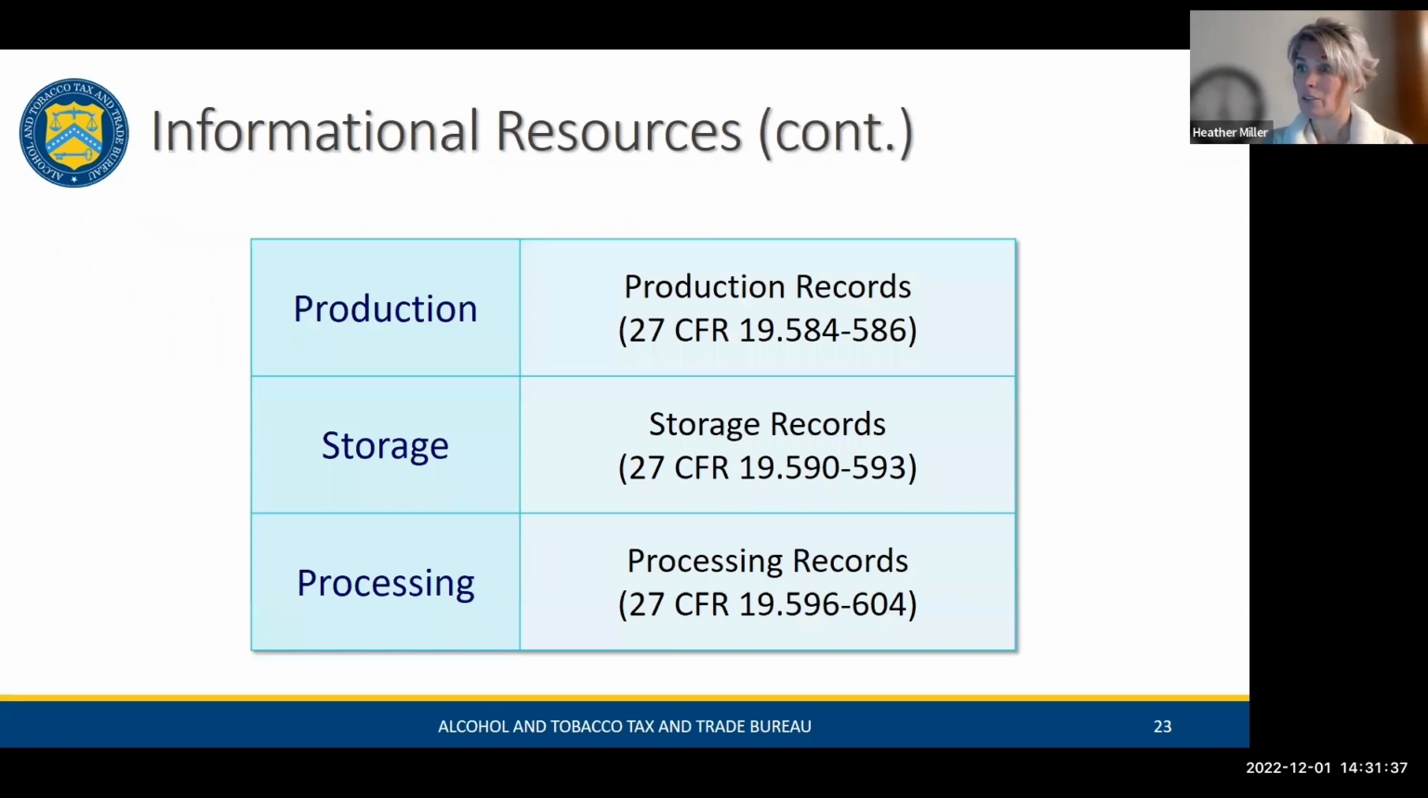Additional information and resources for the production records and what is required can be found under Title 27 CFR 19.584 through 586. Resources for the storage records can be found under Title 27 CFR 19.590 through 593, and resources for the processing records can be found under Title 27 CFR 19.596 through 604.